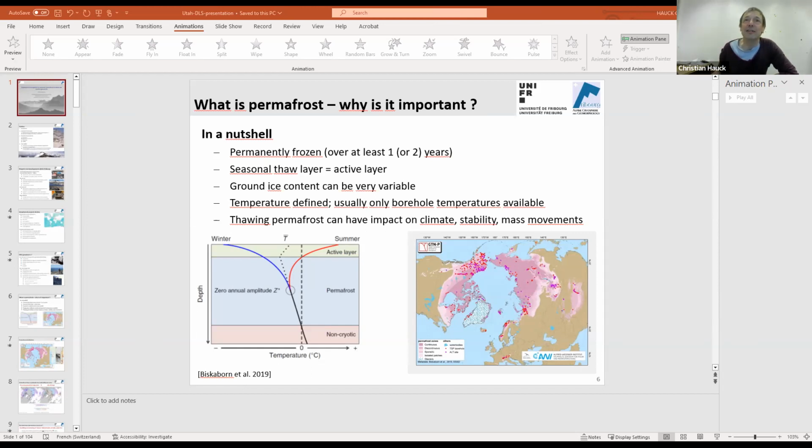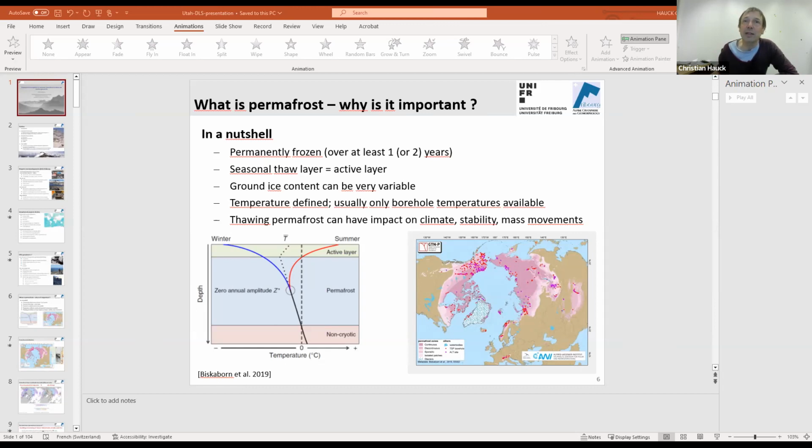What is easier is this graph here. So we have the negative temperatures continuously. That would be the permafrost. And in summer, we would have a part of this permafrost which is thawed, the seasonal thaw layer, which is called the active layer. And this depends, of course, on the atmosphere, but also on the thermal conductivity of the ground. Bedrock, for example, usually has deeper active layers than coarse-grained material with a much lower thermal conductivity, where the summer heat cannot penetrate as easily as in bedrock.